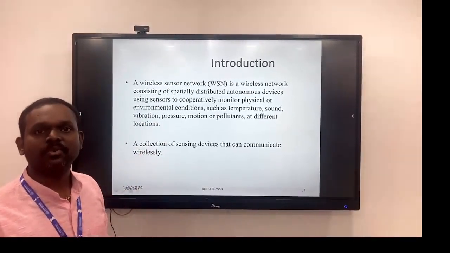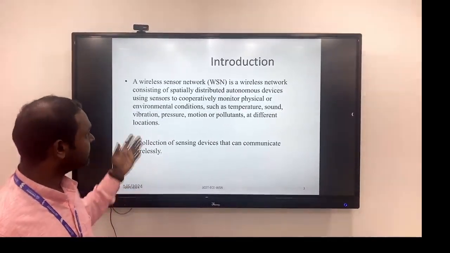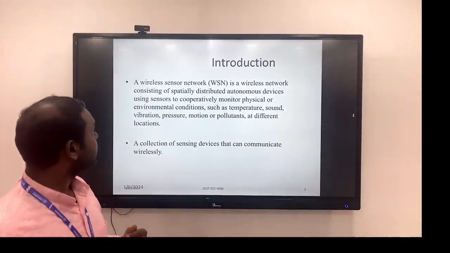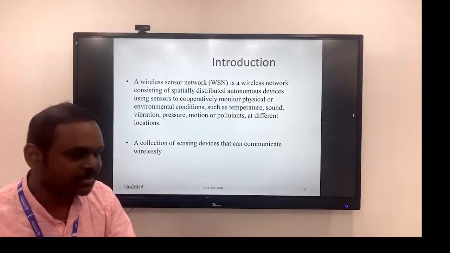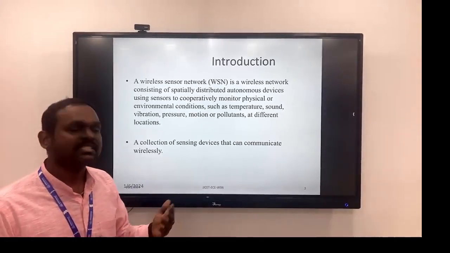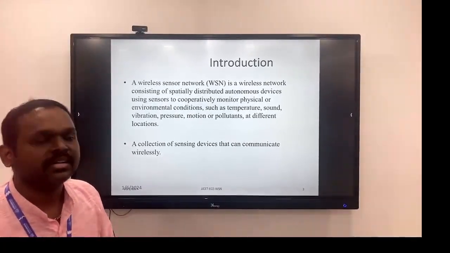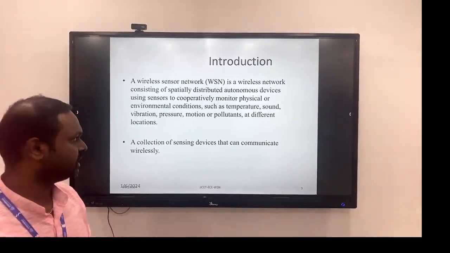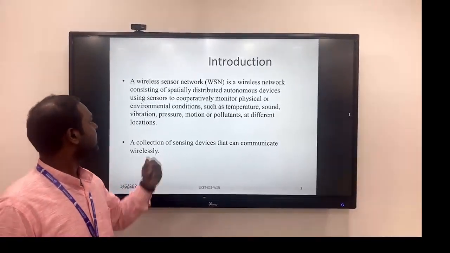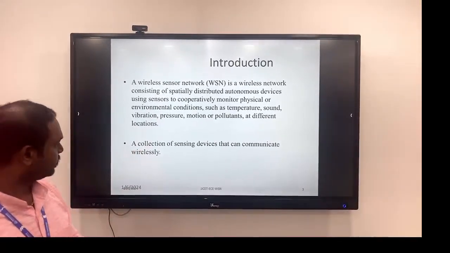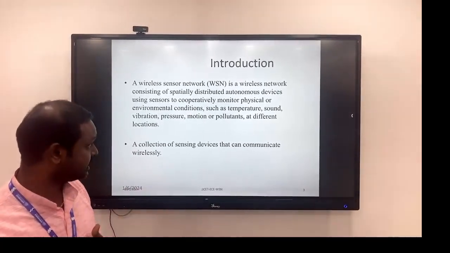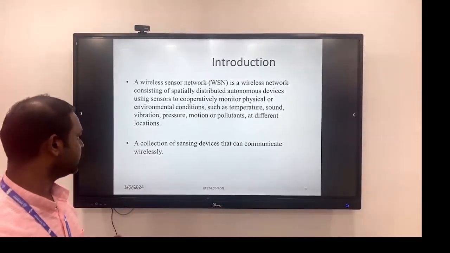And this is the introduction part of wireless sensor network. The wireless sensor network is a wireless network which consists of spatially distributed autonomous devices using sensors to cooperatively monitor physical or environmental conditions such as temperature and vibrations, pressure, etc. So here it is a collection of sensing devices that can communicate wirelessly.